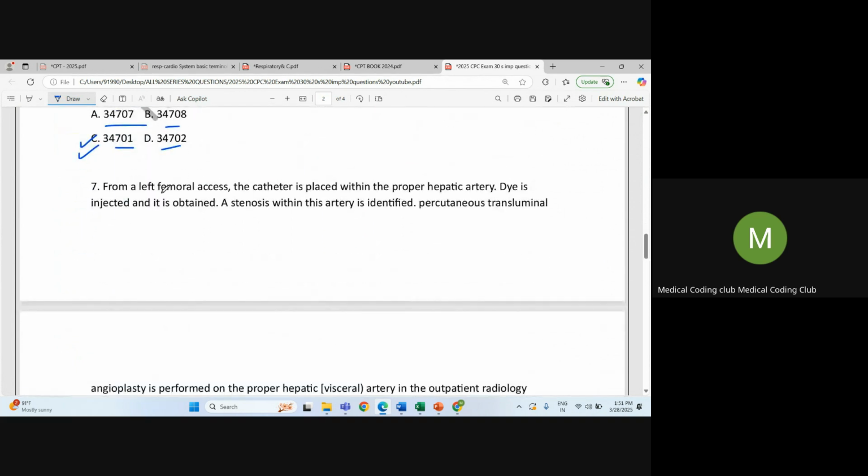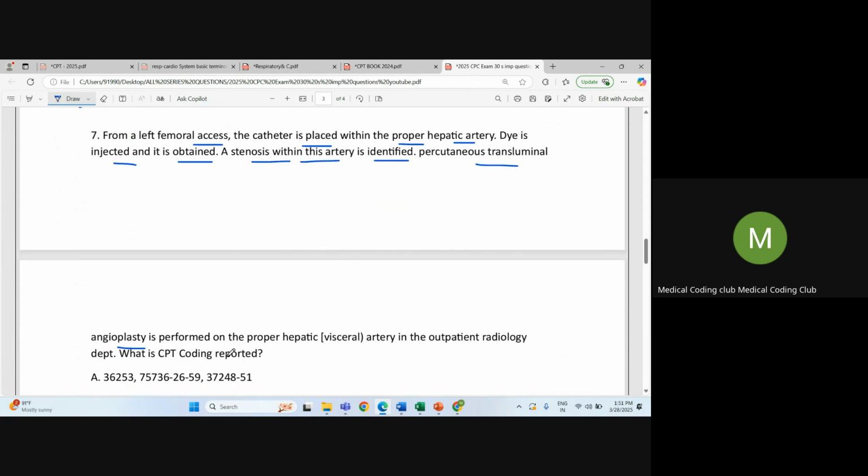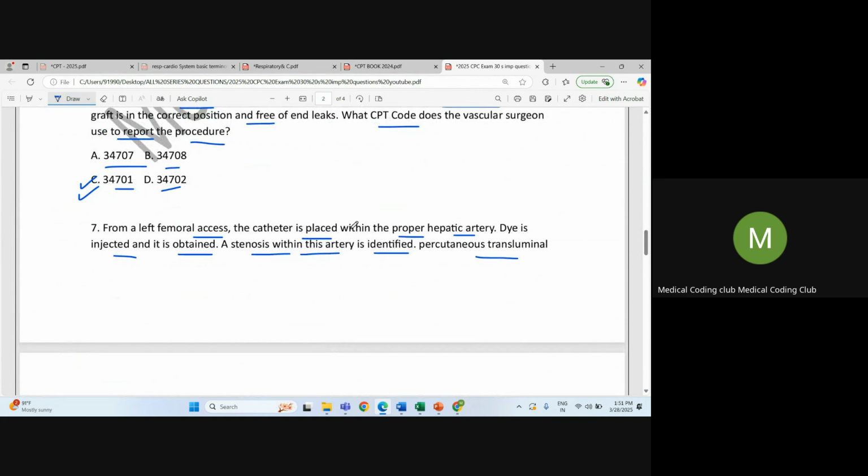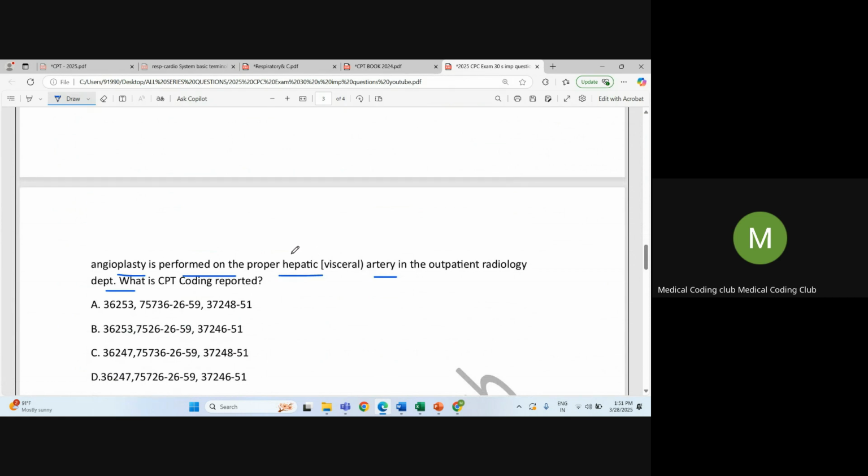So next question. From left femoral access, the catheter is placed within the proper hepatic artery. Dye is injected and an image is obtained. A stenosis within an artery is identified. Percutaneous transluminal angioplasty is performed for the proper hepatic artery in an outpatient radiology department. One is the proper hepatic artery, and the common hepatic artery, and one more is the hepatic visceral artery.